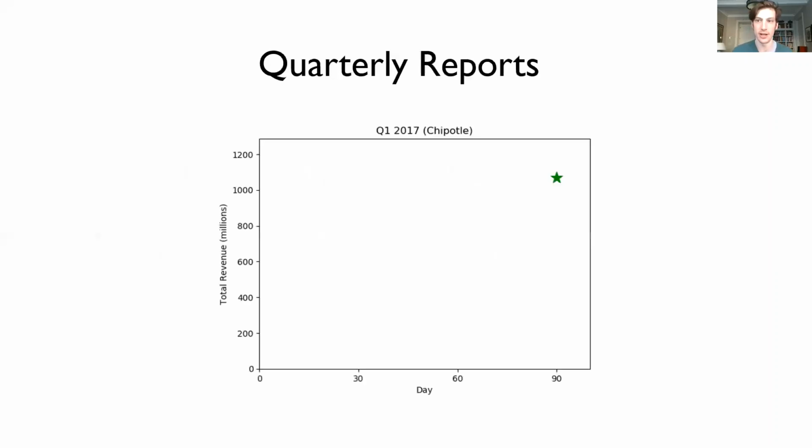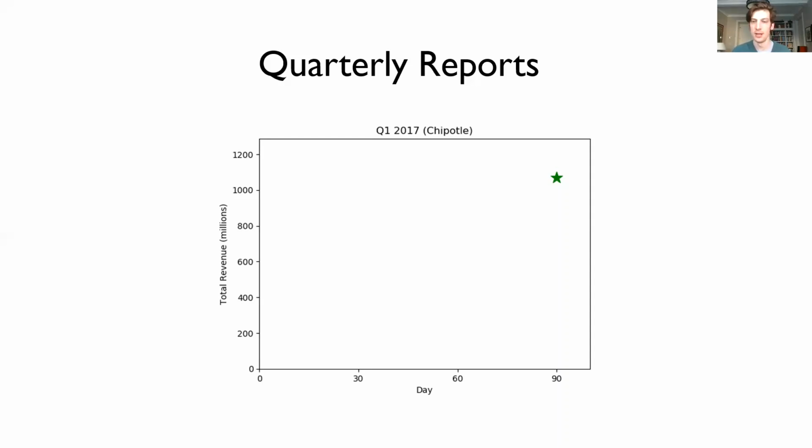To start, I will briefly describe the key elements of public company financials. So in this work, we focus mainly on public companies. What's special about public companies? They have quarterly reports. So every 90 days, public companies are required to disclose key financial information. For example, we see Chipotle here in the first quarter of 2017, disclosing its total revenue over the quarter. The other thing you'll notice here is that every 90 days, we get only one data point.